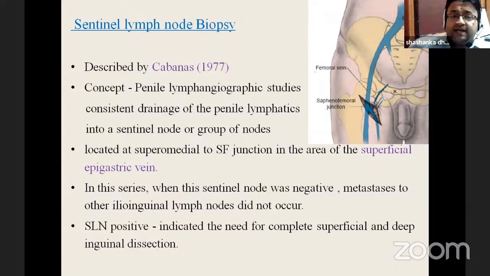So the idea is, if you can biopsy a sentinel lymph node, and if it is negative, most likely the other lymph nodes are not going to be involved, because just like the breast cancer, in penile cancer as well, the lymphatics follow a predictable path usually, and the sentinel lymph node is supposed to be involved first. If it is not involved, it is very less likely that the tumor may have metastasized to other groups of lymph nodes.